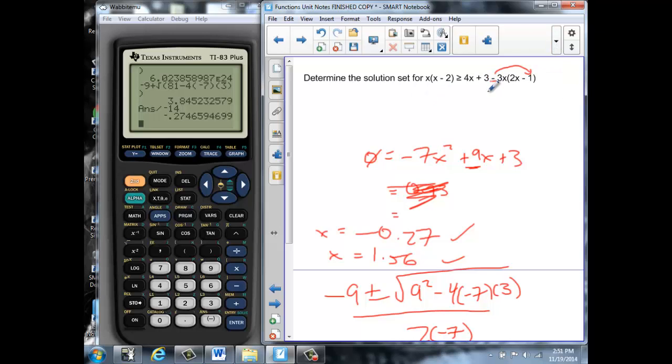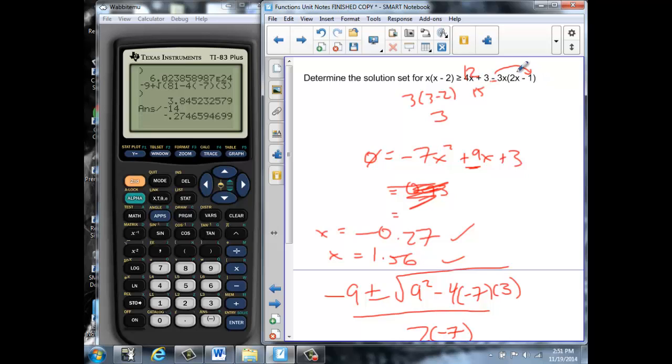All right, so why don't we plug in 3? 3 times 3 minus 2 would be 1 times 3, so this would be 3. And then this would be 4 times 3, so that'd be 12. 12 plus 3 would be 15.